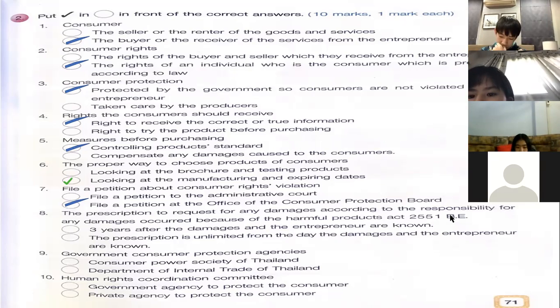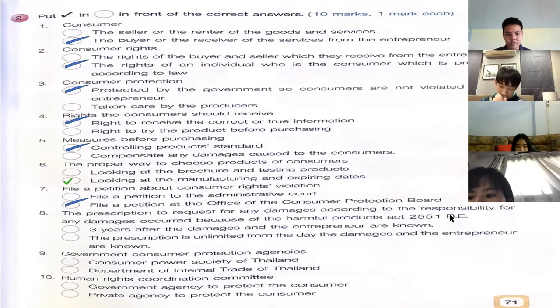Okay, for number 8, Haruka, can you please answer? Yes, the prescription limit from the day the damages and the entrepreneur are known. Okay, so 3 years after the damages. Okay, 3 years after the damage.